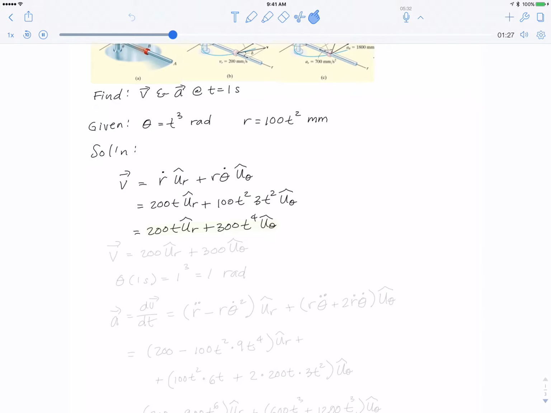We need to evaluate this at t equals 1 second, which is convenient. So that's just going to be 200 in the radial direction and 300 in the transverse direction. It would be good to know which way u theta and u r are pointing, so we need to know theta at 1 second, which is 1 cubed, because theta is t cubed, so 1 radian.